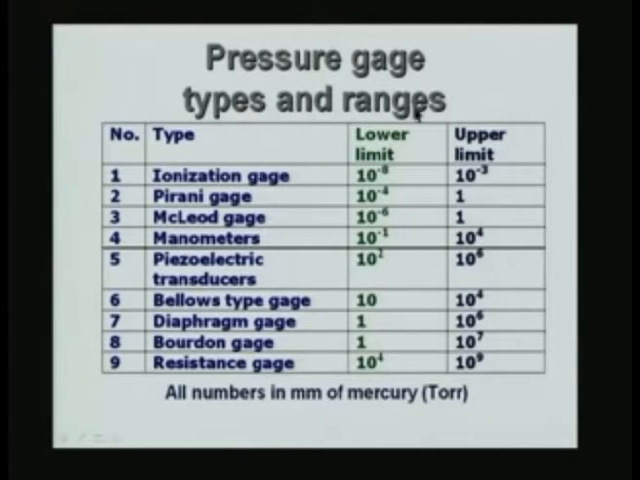The pressure gauge types and ranges are given in this table. This gives an idea as to the range of measurements which we do in practice. We start from the lowest pressures and go towards the highest pressures as we go down the table. So, ionization gauge is actually used for very low pressures. Incidentally, all the numbers in this table are given in terms of millimeters of mercury, and I am talking about 10^-8 millimeters of mercury. It is a very, very small number. Okay, 10^-8 millimeters of mercury is a very small number. This is the smallest pressure that is normally measured in practice.